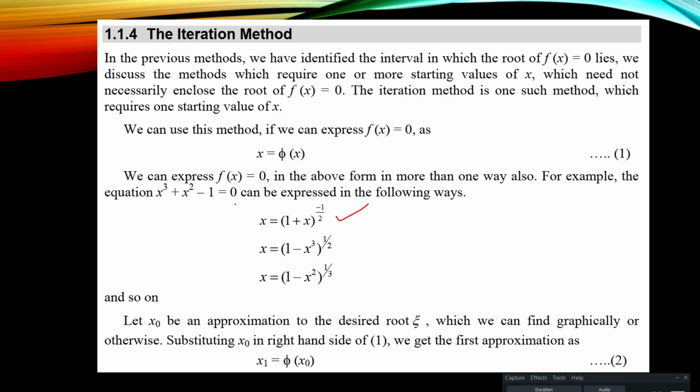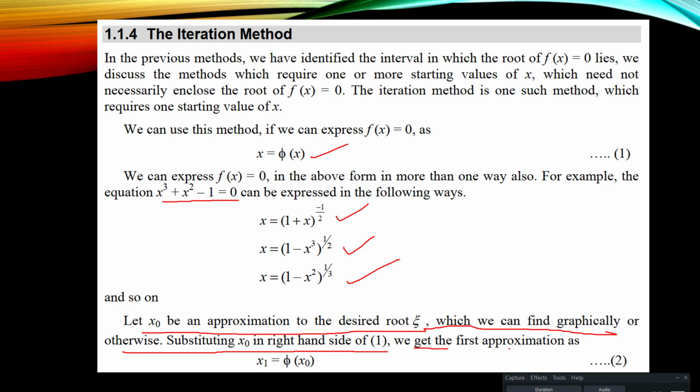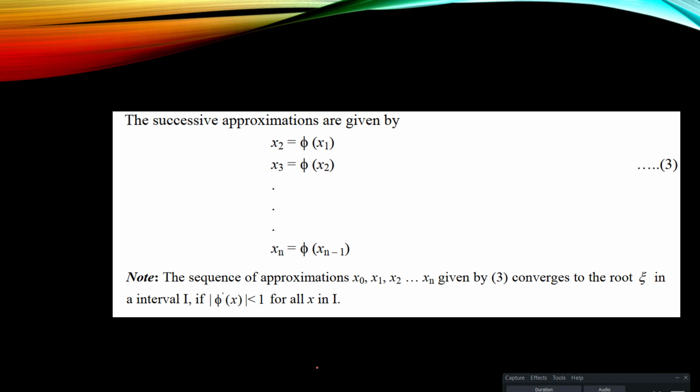This is one way of rearranging the equation, the other way of rearranging the equation, and the third way, and so on. So let x0 be an approximation, that is the initial value, to get the desired root theta, which we can find graphically or otherwise. Substituting x0 in the right hand side of equation 1, we get the approximation x1 equal to phi of x0.